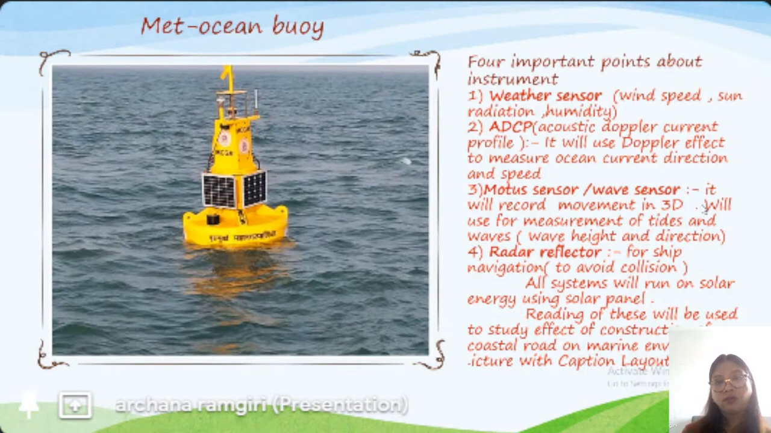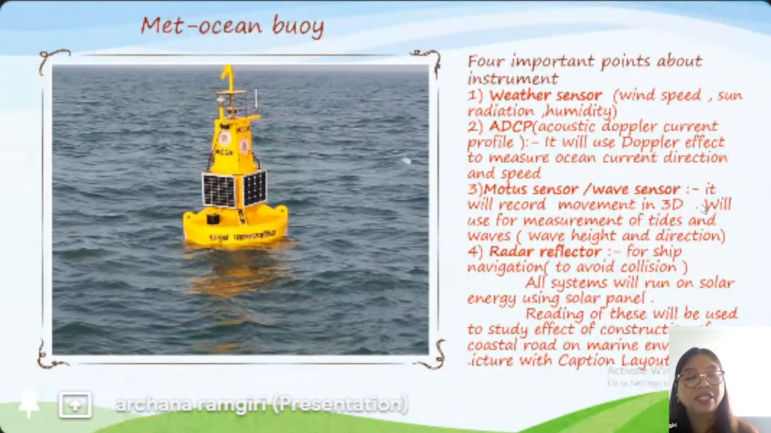So these are the four important points in this instrument, which gives us whatever is required for the study. It is giving us wind speed, sun radiation, humidity, then it will give us the current directions and speed. It will give us the wave height and directions, and tides and waves, and it will work on solar energy. So it is also environmentally friendly.